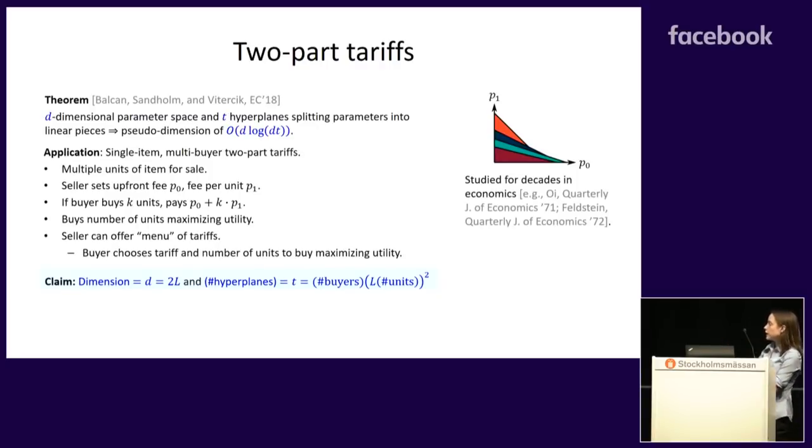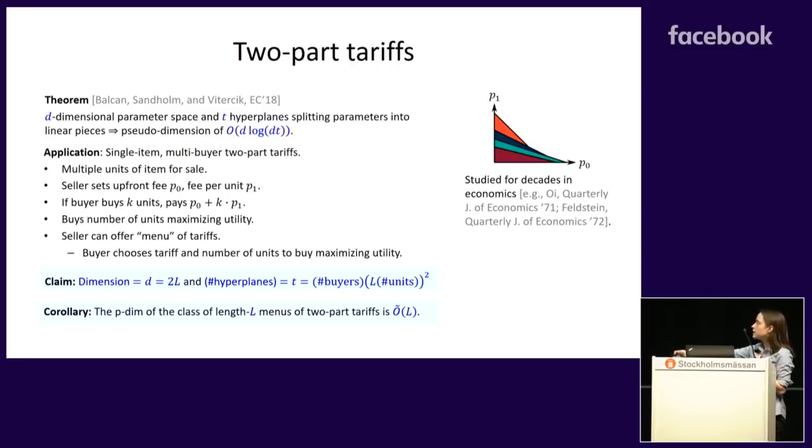And so again, if you're offering a menu of L tariffs, the dimension of the space is 2 times L, and the number of hyperplanes splitting the parameter space into regions where profit is linear equals the number of buyers times L times the number of units squared. And just as a corollary of our main theorem, we get that the pseudo-dimension of this class of length L lotteries is basically the number of lotteries. And here, just to be clear, the number of units is the total number of units for sale.